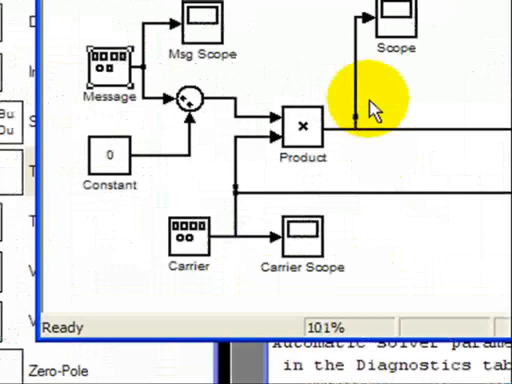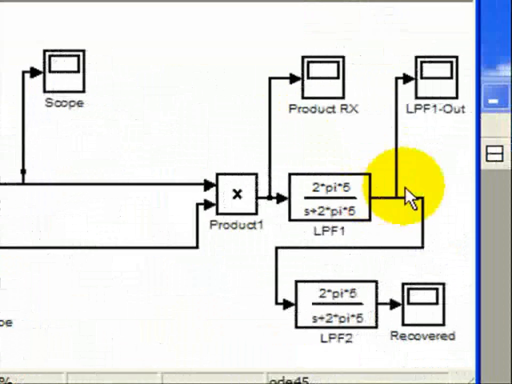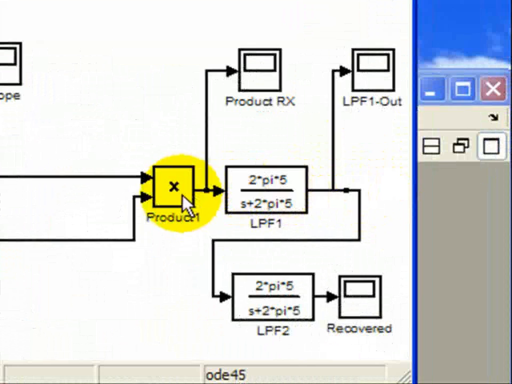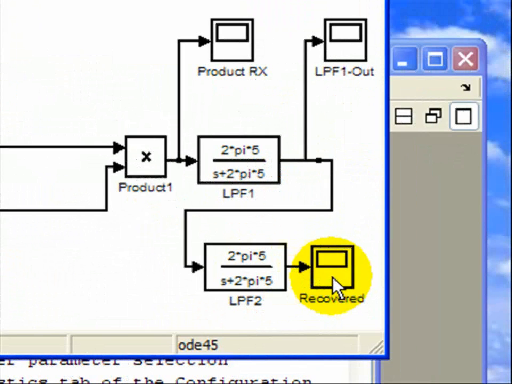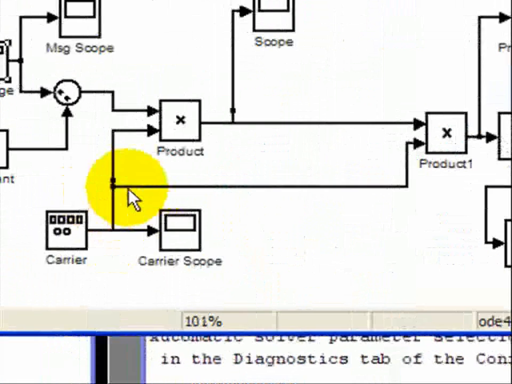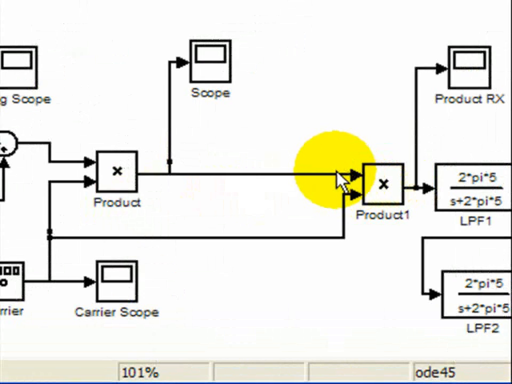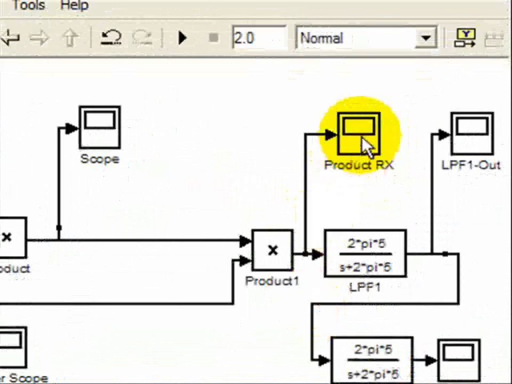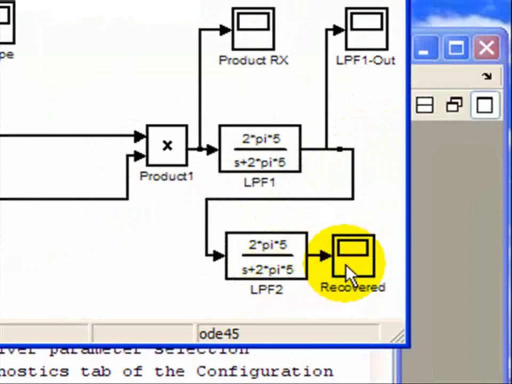Okay, so this is my transmitter. Now this is my receiver end. Basically I go through another multiplier and low pass filter 1 and low pass filter 2 in order to recover my message. Note that I'm using the exact same carrier to multiply my received AM signal right here. This received signal is found at the output of this product, and then we go through these low pass filters to recover our original message.